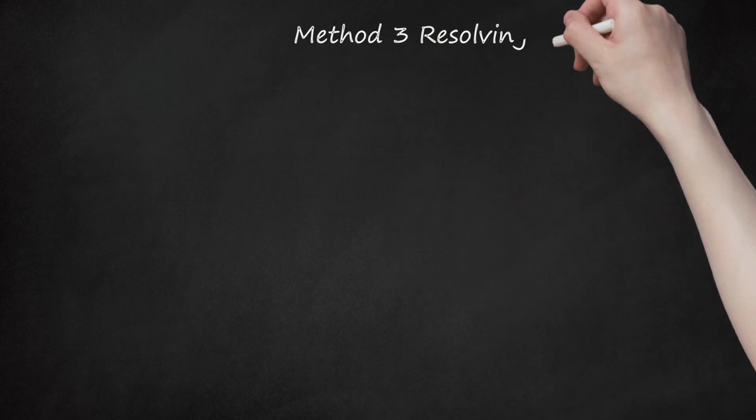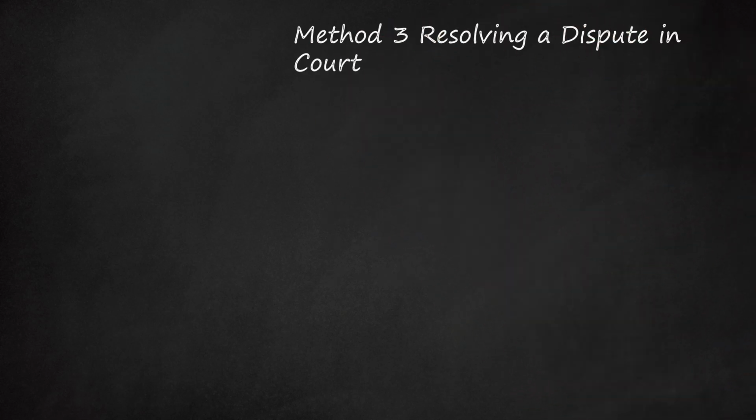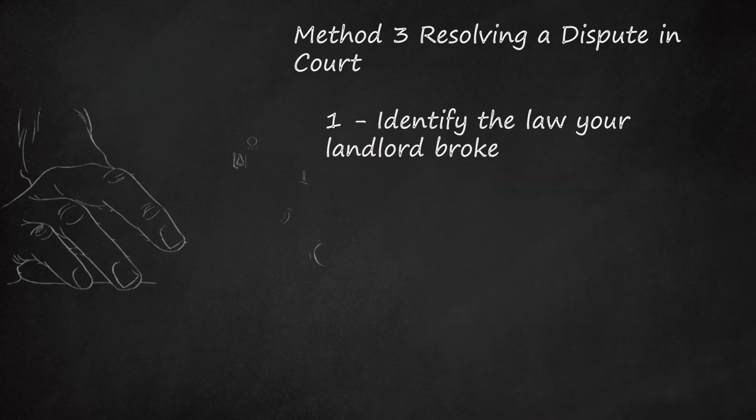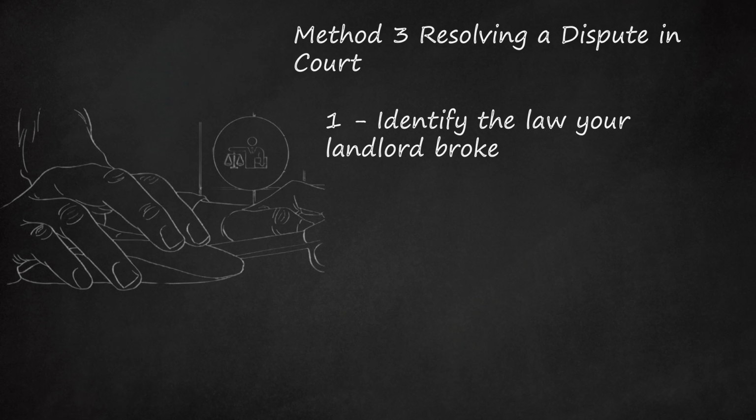Method 3: Resolving a dispute in court. 1. Identify the law your landlord broke. You can't sue for every dispute. For example, if you want to paint your walls red, you can't sue since you don't have a right to paint your walls. You can only sue if the law allows you. Identify what law your landlord broke. Your lease. Your landlord must abide by the terms of the lease. For example, if the lease says you can sublease your unit, the landlord cannot deny you the right to sublease.